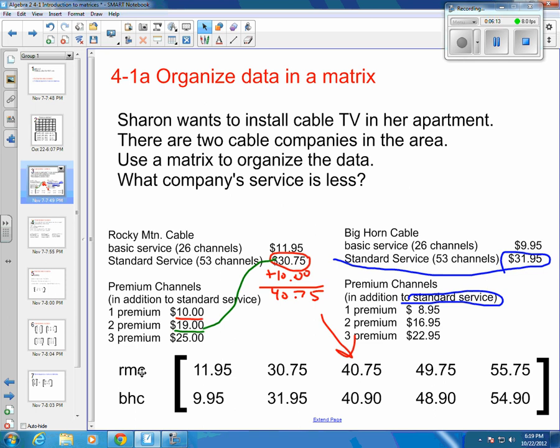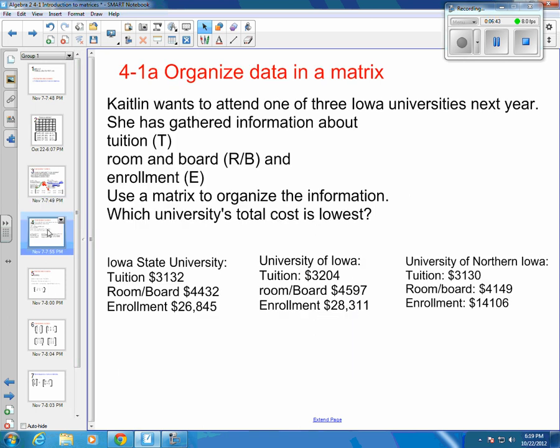So which one's better, Rocky Mountain or Bighorn? Well, if you're just doing a basic service, you'd want Bighorn. If you'd want the standard service, you'd want Rocky Mountain. If you want the standard plus 1 premium channel, that's still Rocky Mountain. Standard plus 2 channels, oh, we're back to Bighorn again. And then standard plus 3 channels, we're still at Bighorn. Okay, so you can look at this very quickly and figure out what you want versus what you have to find the best deal.